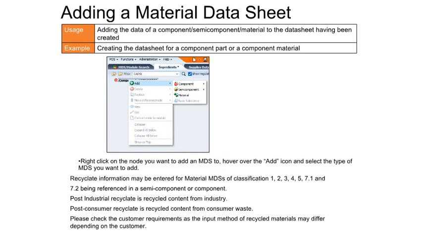Recyclate information may be entered for material MDSs of classification 1, 2, 3, 4, 5, 7.1 and 7.2 being referenced in a semi-component or component. Post-industrial recyclate is recycled content from industry. Post-consumer recyclate is recycled content from consumer waste. Please check the customer requirements as the input method of recycled materials may differ depending on the customer.